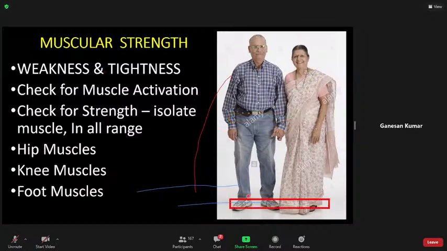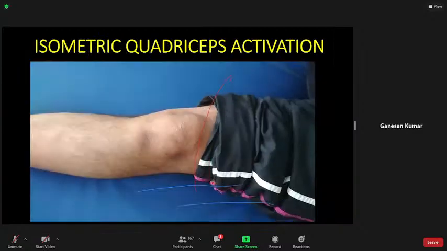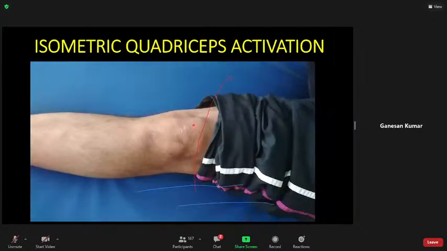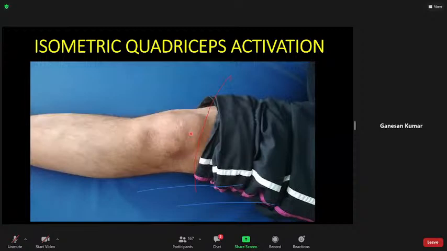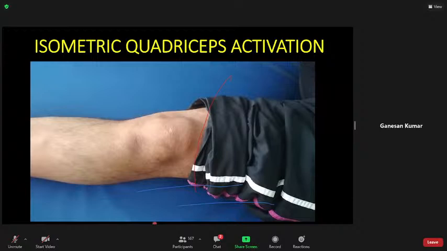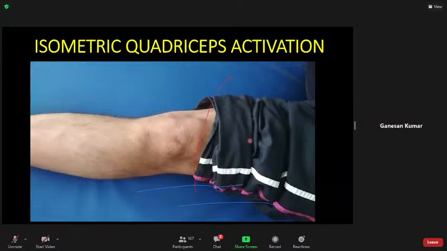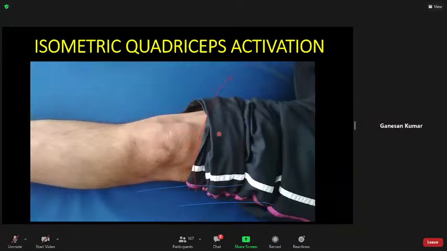Isometrics, everybody knows. I would like to give you a tip here. Never tell the patient to press the knee down. Most of the times, patients try to press the knee down using the hamstrings or the gastroc rather than the quadriceps. The best way is to have a visible palpation with your hand, touch it, and then ask them to just contract the muscle so that the patella moves. That will give you a clear indication that they are doing the isometric quadriceps.